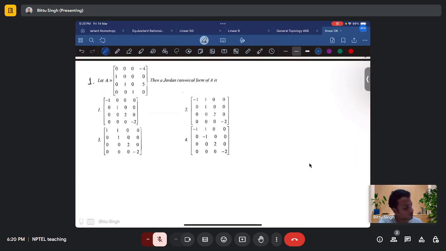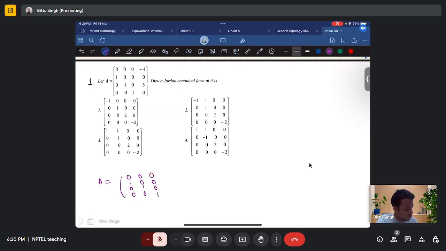So let us consider this problem here. A is given as this matrix. Then what will be the Jordan canonical form of A? Okay, let us try to solve this. So given A equal to 0, 1, 0, 0, 0, 0, 1, 0, 0, 0, 0, 1, minus 4, 0, 5, 0.